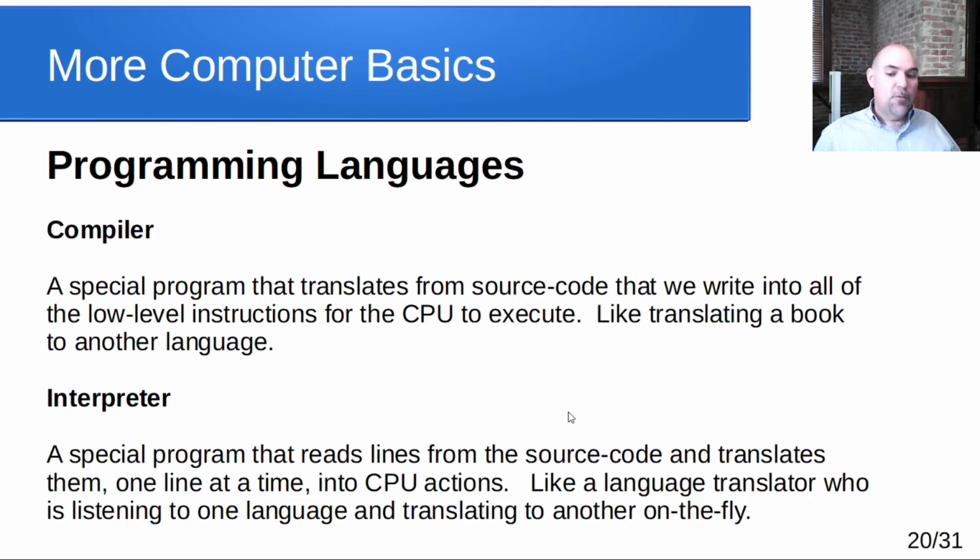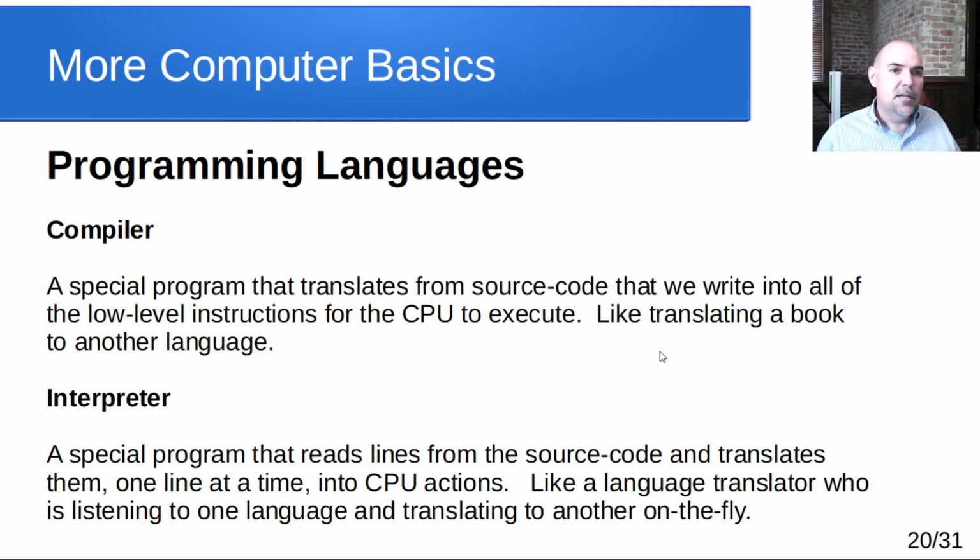Okay, now we said there were two versions of that. There are compiled languages and interpreted languages. A compiler is one of those special programs that translates from source code into the low-level instructions for the CPU to execute, and it does it all at once and saves them off in a new file, an executable file. And that's kind of like translating a book. You say, here's a book in this language, convert it to a different language. So in order to do that, you would go through kind of one sentence at a time, write down the results, save that off, and now you have that book in the new language.